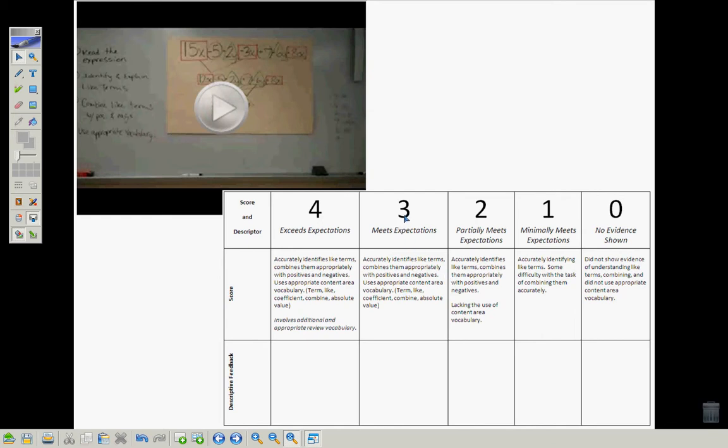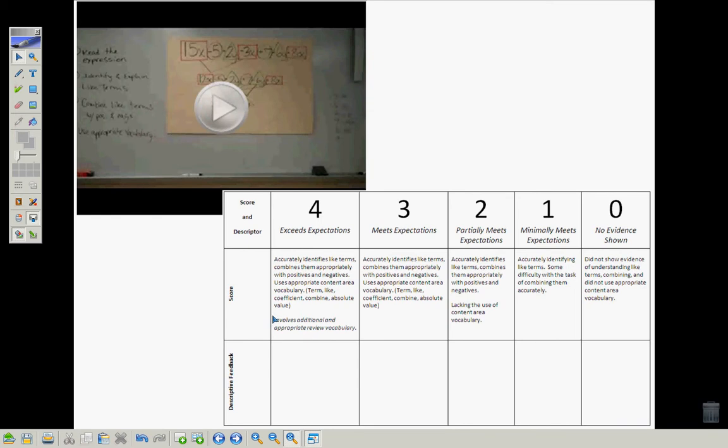Sometimes to move between 2 and 3, it can be a little bit tricky. So let's look at 3 first, and I'll just read this, and then we'll watch the video and decide if it meets the expectations or needs to be somewhere below or above. To meet the expectations, you need to accurately identify like terms, combine them appropriately with positives and negatives, and use appropriate content area vocabulary, like term, like, coefficient, combine, absolute value. If you do those 3 things, you will meet the expectations. You would receive a 3 for your presentation.